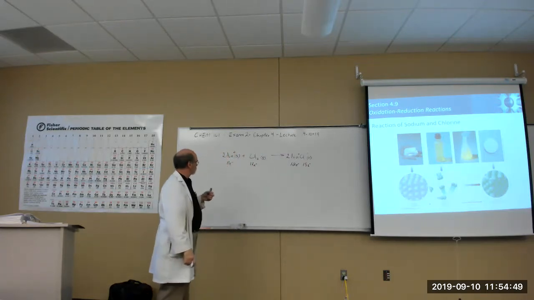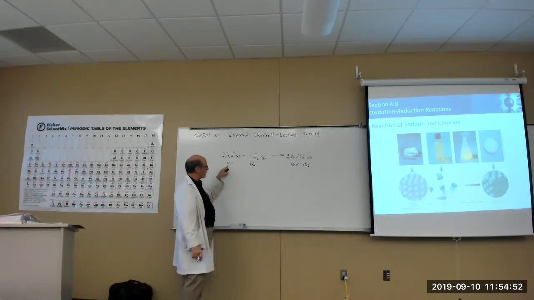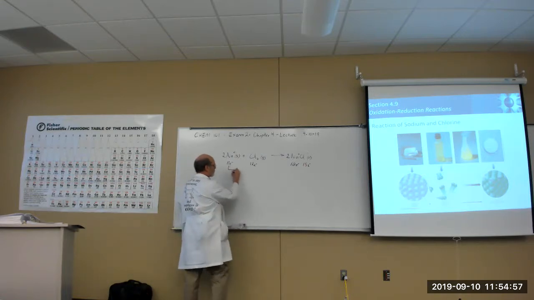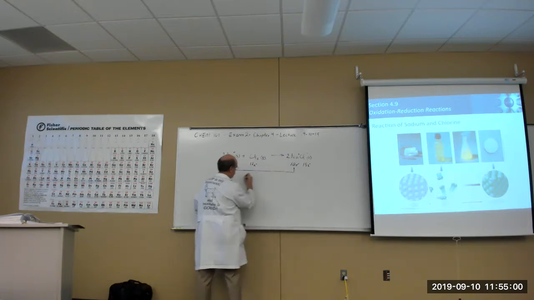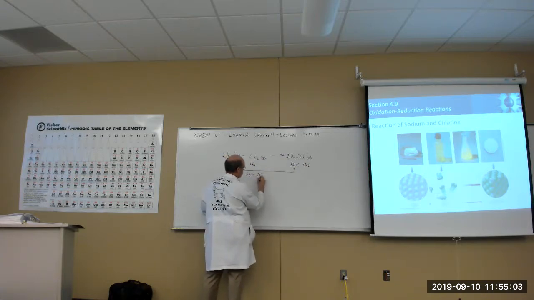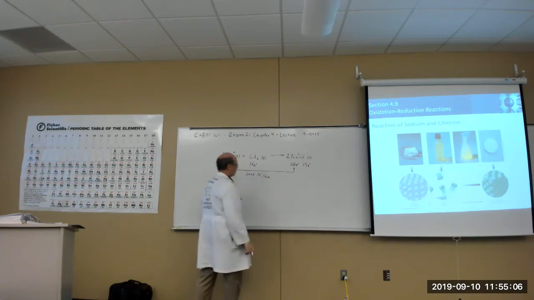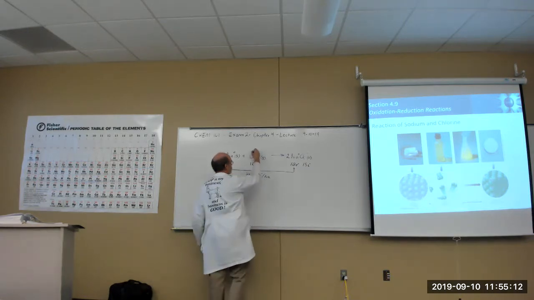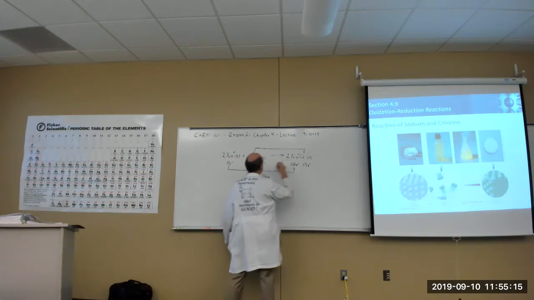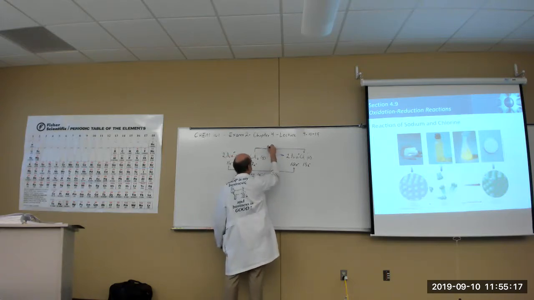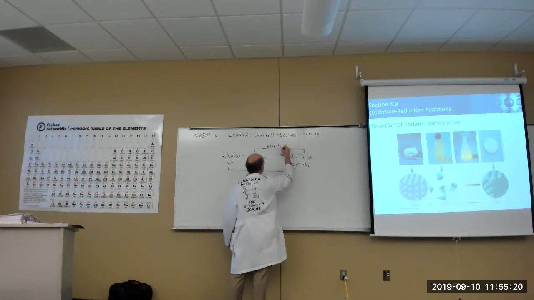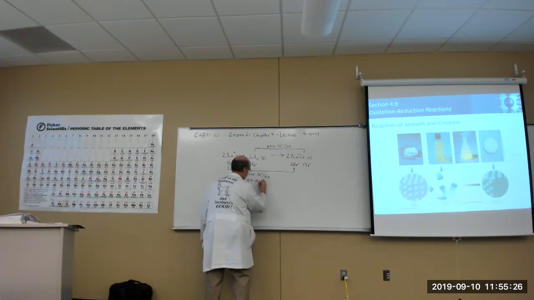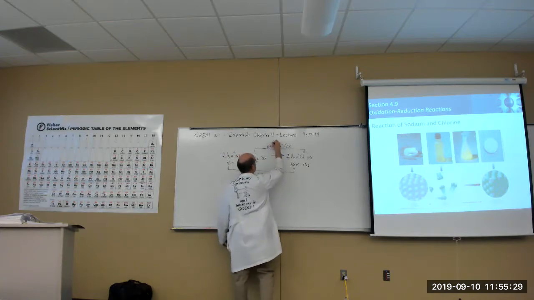So what has happened? Sodium has gone from 11 to 10. OIL. Oxidation is loss. Lost 1 electron per sodium. Remember, if you have a loss, you got to have a gain. Oxidation reduction always come in pairs. So the chlorine has gone from 17 to 18. We have a gain. 1 electron per chlorine. So this is oxidation. This is reduction.